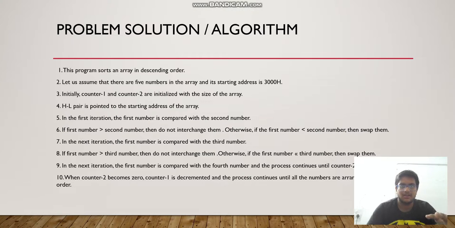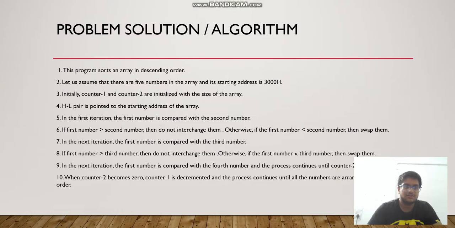number is compared with the second number, and if the first number is greater than the second number, then they don't interchange them. If the first number is less than the second number, then it will interchange and swap them. In the next iteration, the first number and third number are compared, and if the first number is greater than the third number, it won't change, and if it's less, it swaps again. Similarly, in the next iteration, the first number is compared with the fourth number, and if it is greater than the fourth number, then it doesn't interchange them. If it's less than, then it will swap it, and this process continues until the counter minus 2 becomes 0.